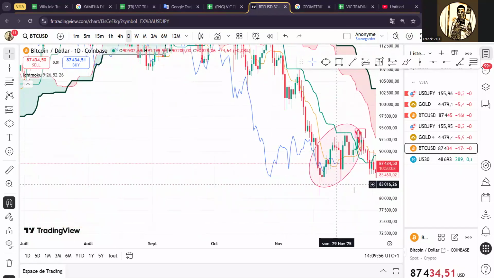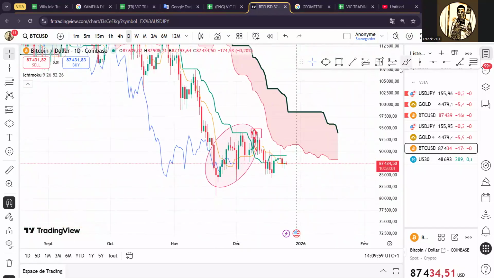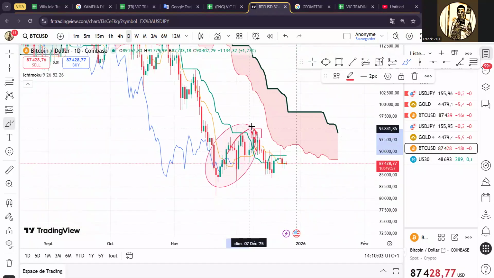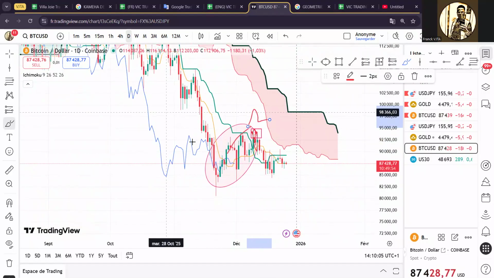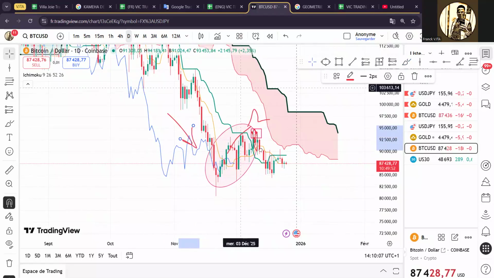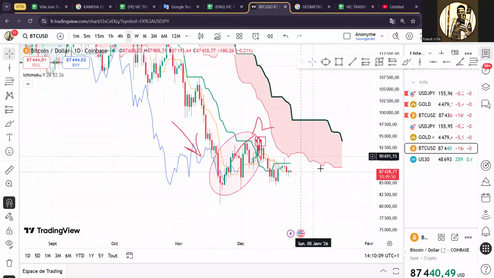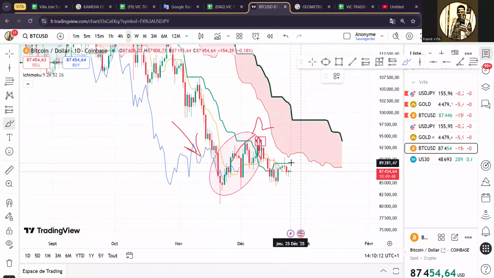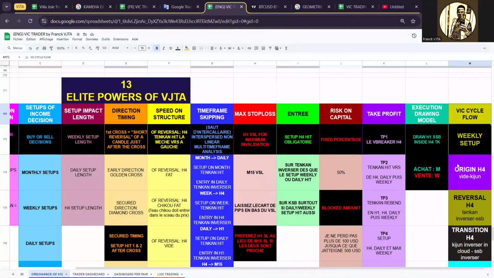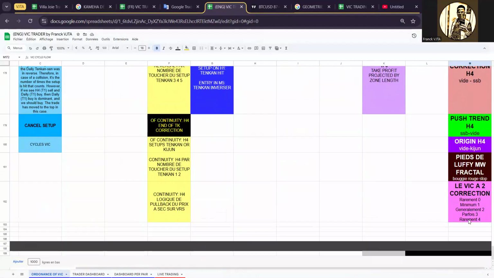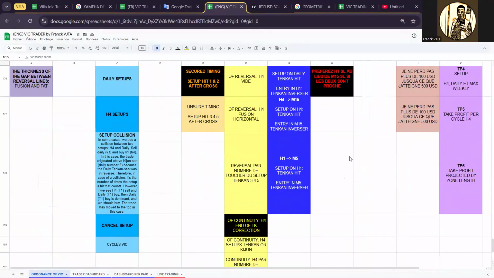But my principle on the Vjta Ishimoku cycle is that there is at least one correction during a cycle. And the first correction since the beginning here is this one. So at least one correction during a cycle, minimum one correction. That's what I'm talking about here.